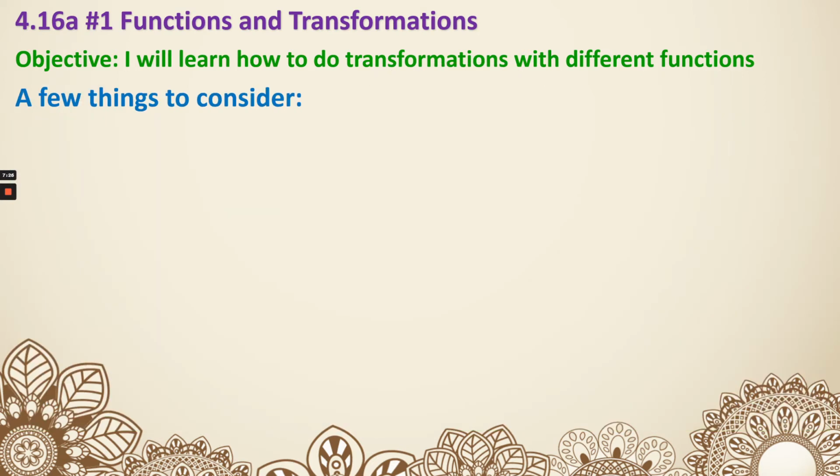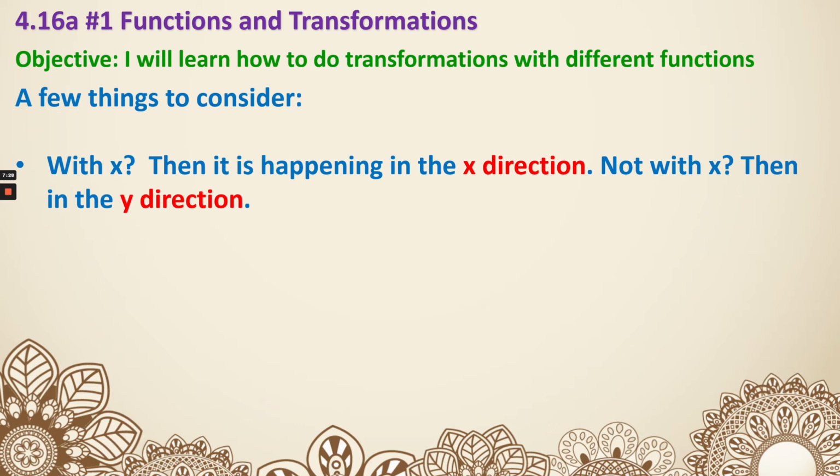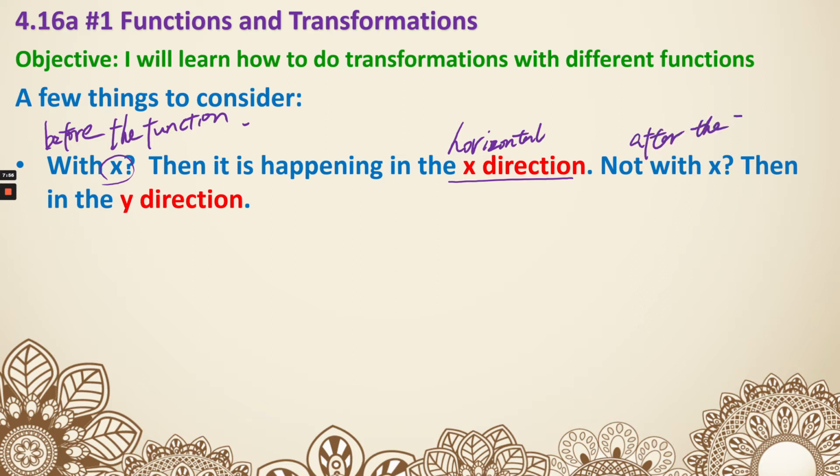Now a few more things. Horizontal is with x, or you can think of it as before the function. If it is before the function, that means it's with x. Because it's inside the parentheses, before you do square or square root, whatever the function, then it's happening in the x direction, which also means it's going to be horizontal. And if it's not with x, or in other words, after the function, this is going to be happening in the y direction, which is vertical.